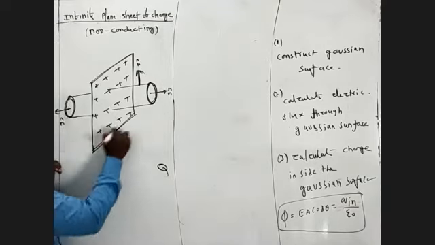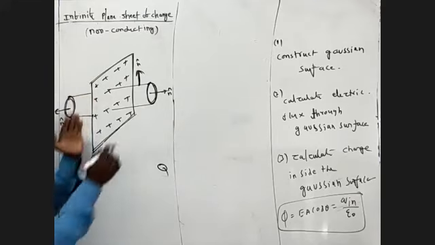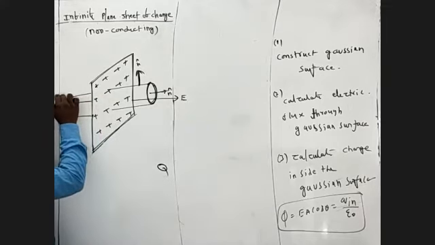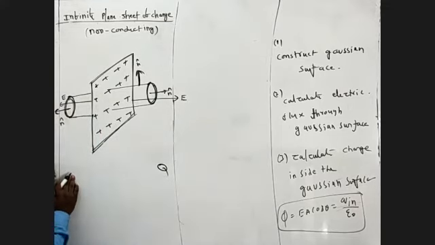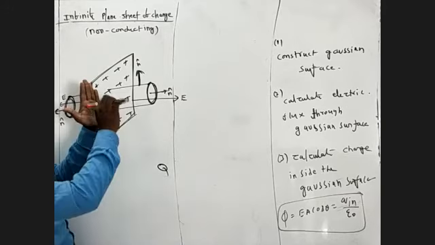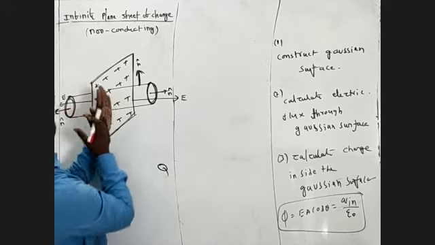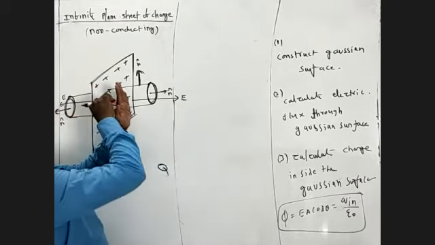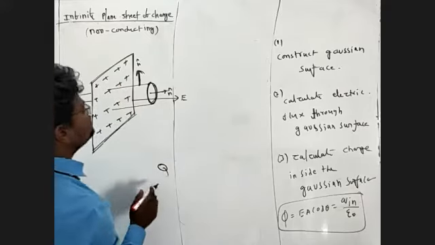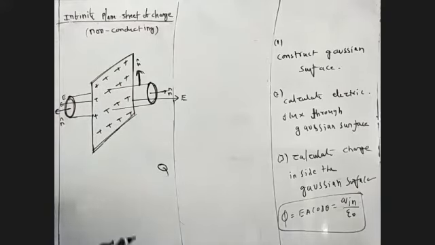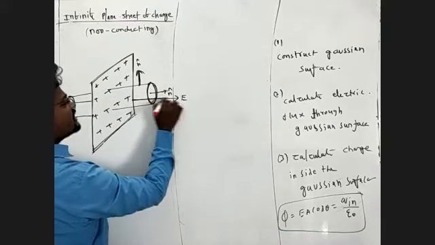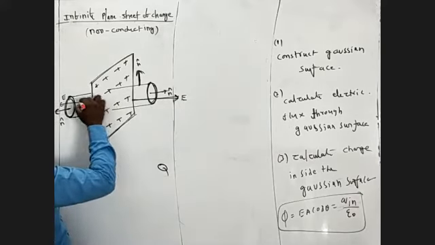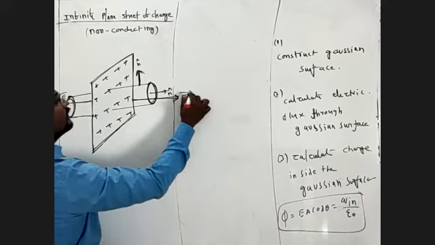Now, what is the direction of the electric field? This is a plane sheet. This is a positive plate, having positive charge. The direction of the electric field is away from the plate, in the outward direction. Positive charge means the electric field points outward.